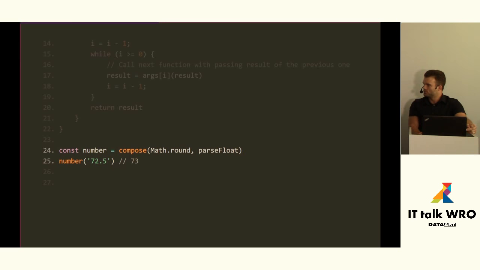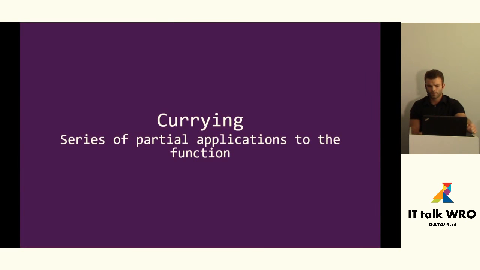I created a composition of two functions, parseFloat and Math.round. When I call it with the number 72.5 as a string parameter, firstly parseFloat will be executed and the string will be converted to a float number. After that, the result goes to Math.round, and that result will be rounded successfully, and you will see 73. The limitation of compose is that it expects all the functions passed in to take just one parameter.